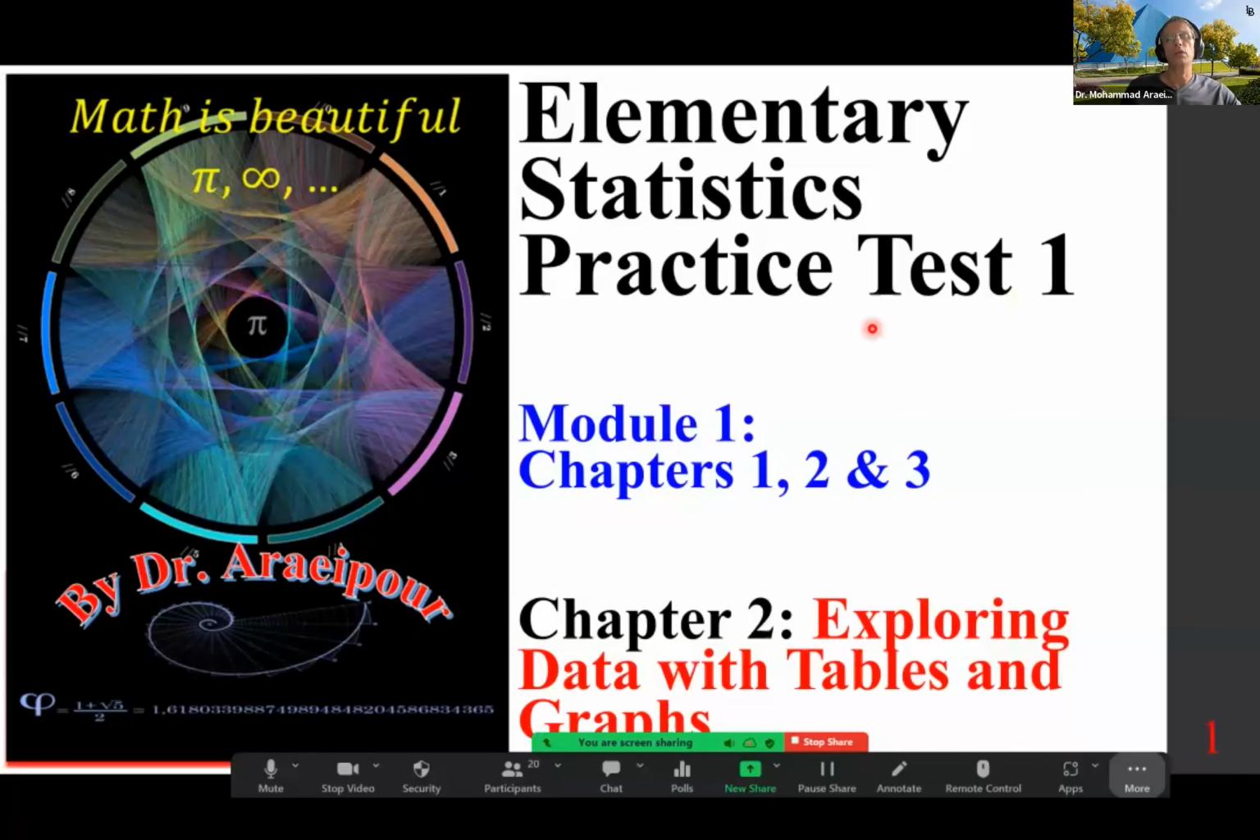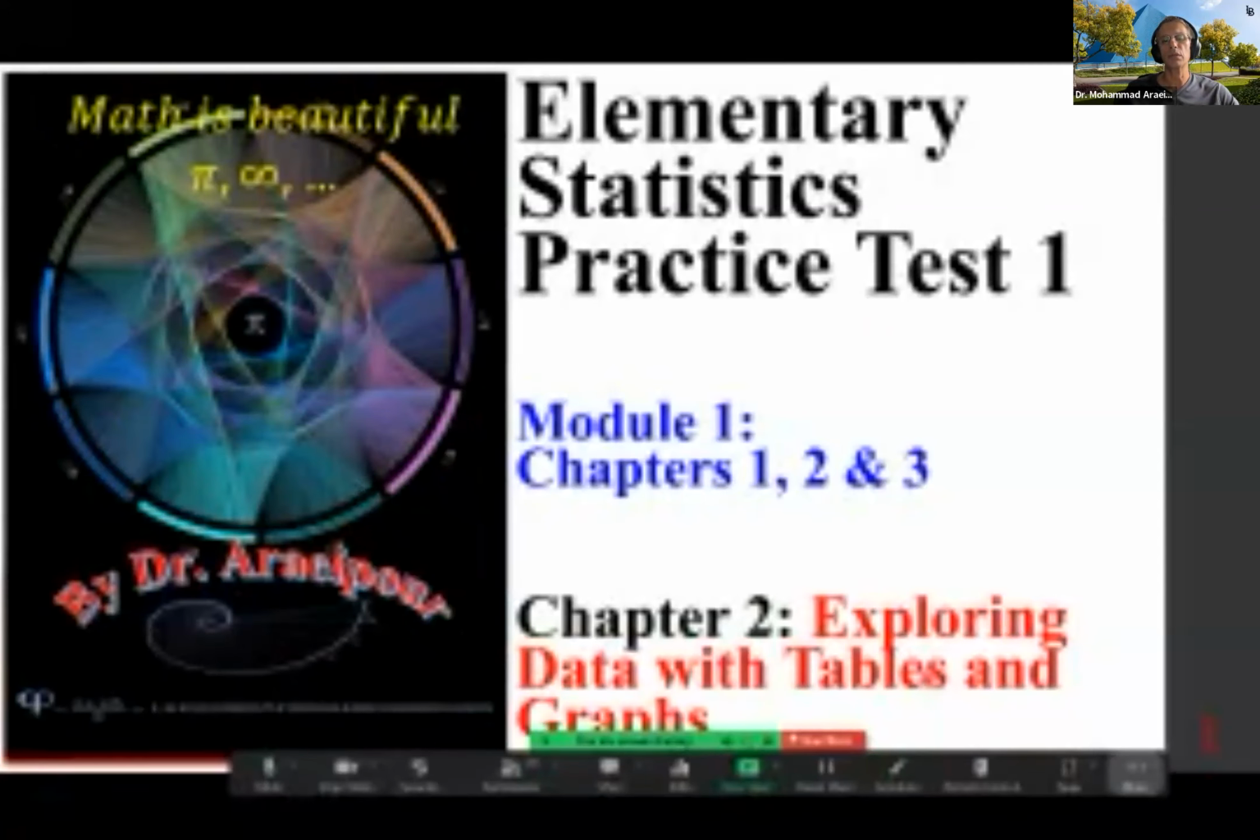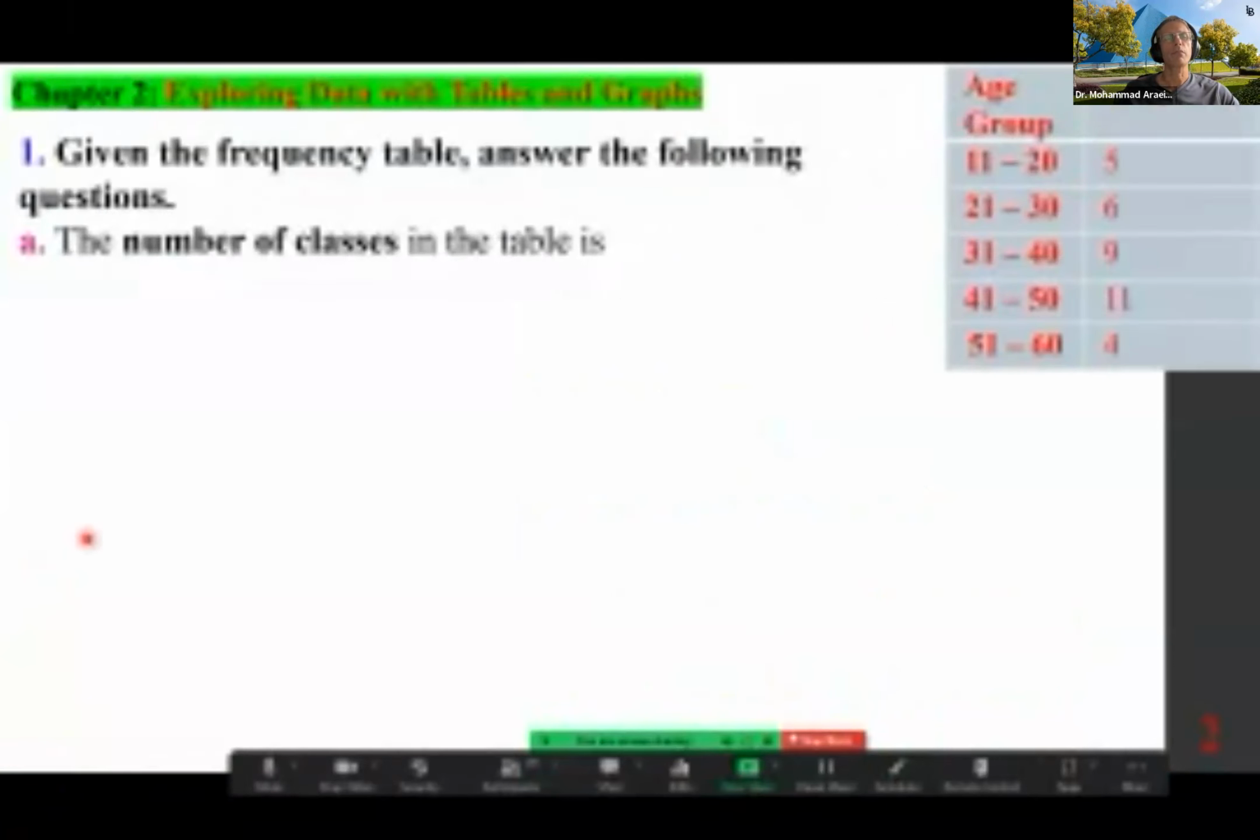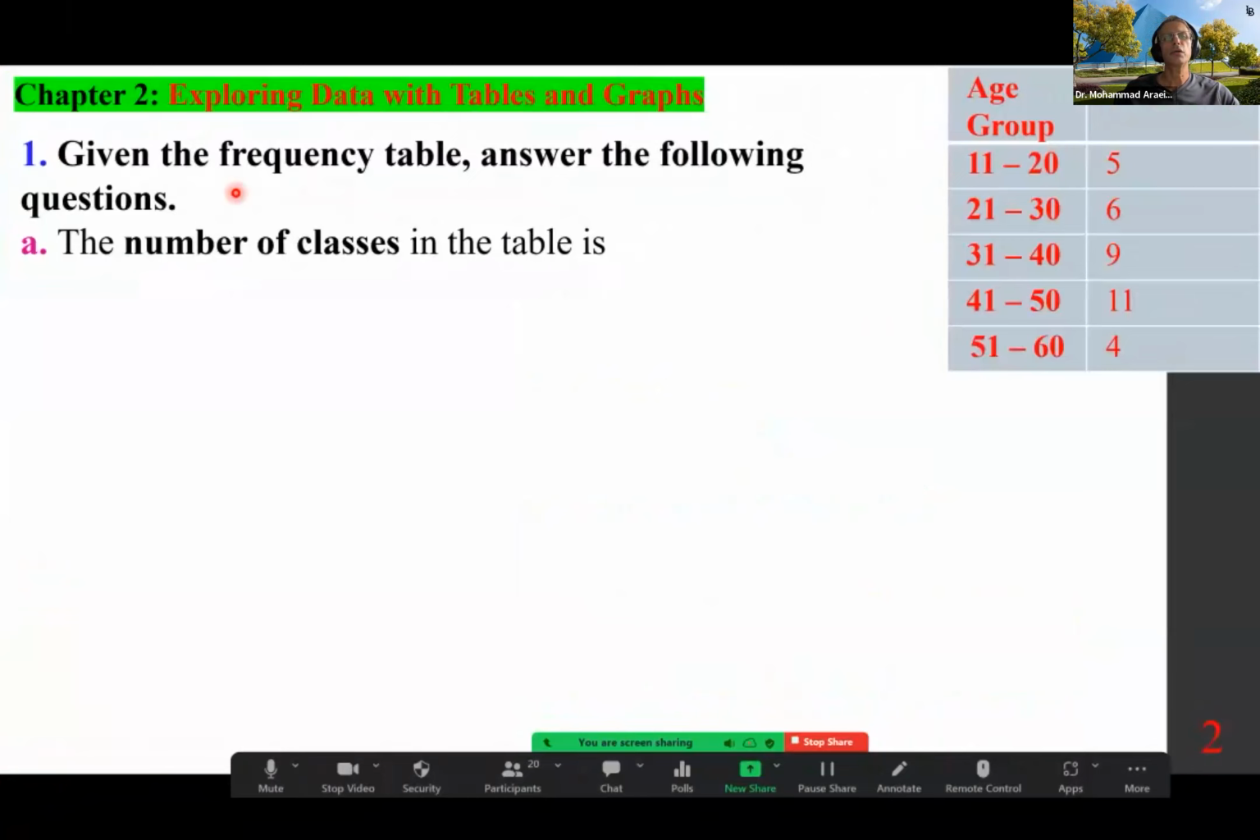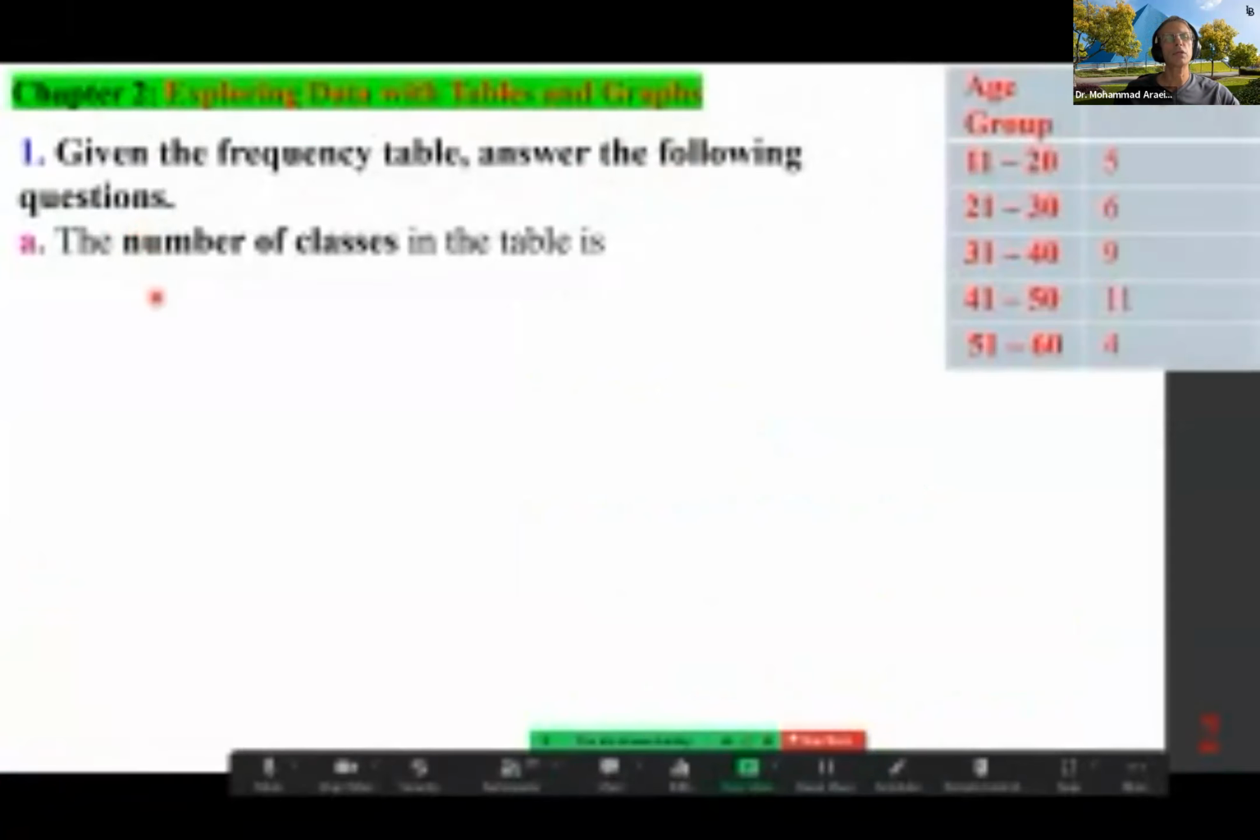Good morning, class. We are looking at module 1 of statistics, module 1 for practice test number 1, covering chapters 1, 2, and 3. And here's chapter 2, exploring data with tables and graphs. Given the frequency table, answer the following questions. The number of classes in the table is.